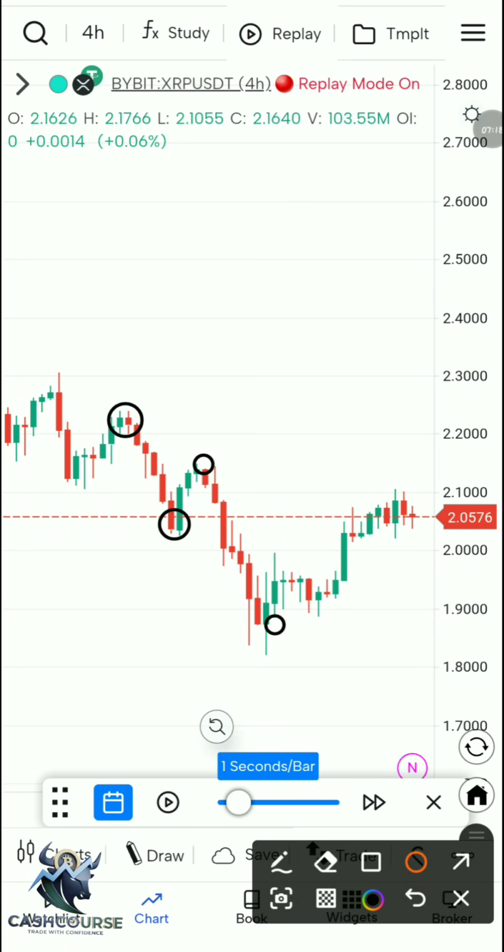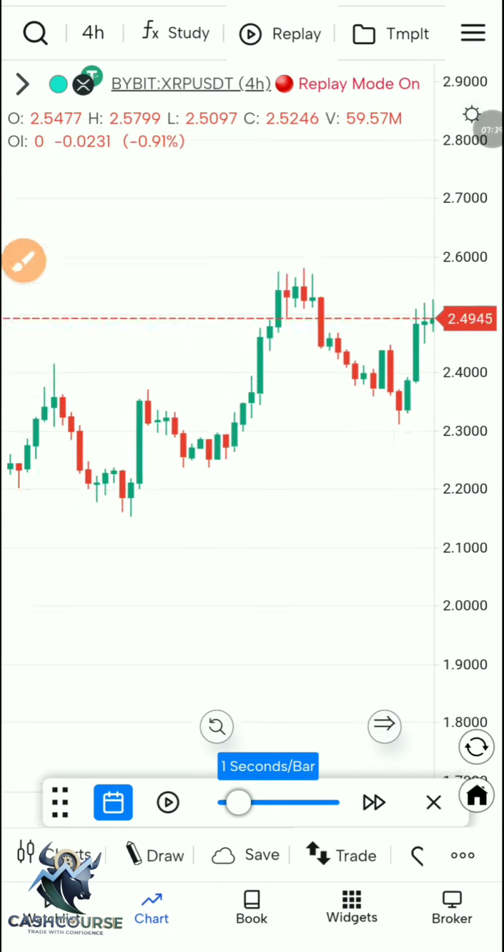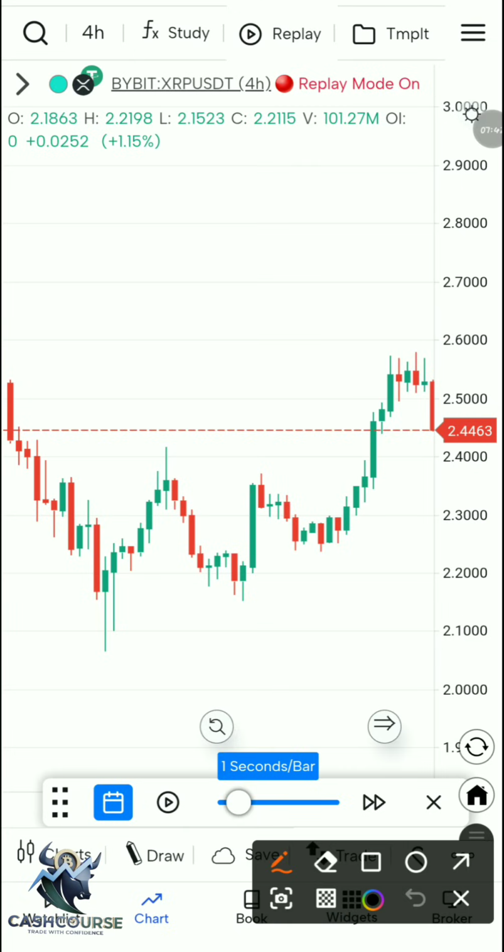So if your recent swing high is lower than the previous swing high and your recent swing low is also lower than the previous swing low, then it is safe to say that you are in a downtrend. But if your recent swing high is higher, let's see if we can find an example of that. Okay, this is a swing high right here. This is a swing low and this is another swing high. Now the recent swing high in this case is higher than the previous swing high, and the recent swing low is also higher than the previous swing low, and it is safe for us to say that this is an uptrend.